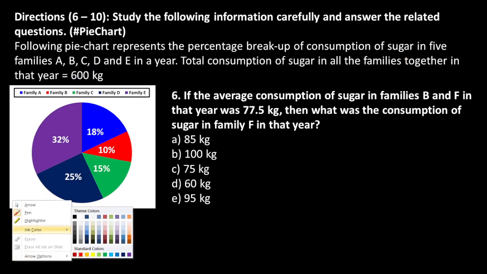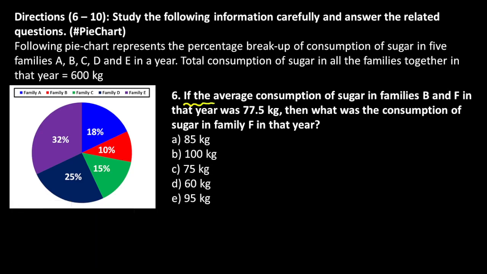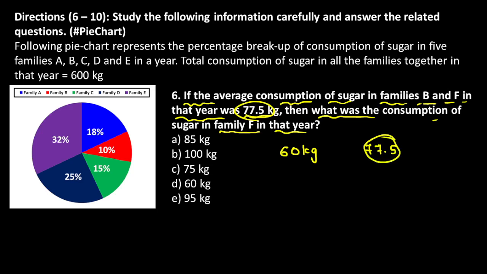Since the total is 600, now the question: if the average consumption of sugar in family B and F in that year is given, then what is the consumption of sugar in F? Average of B and F, B we already know, which is 60 kgs. Overall average 77.5. It falls short by 17.5, so for F we add another 17.5 to 77.5. First add 0.5 to get 78, add 2 to get 80, plus 15 is 95. Option E is the final answer for this question.